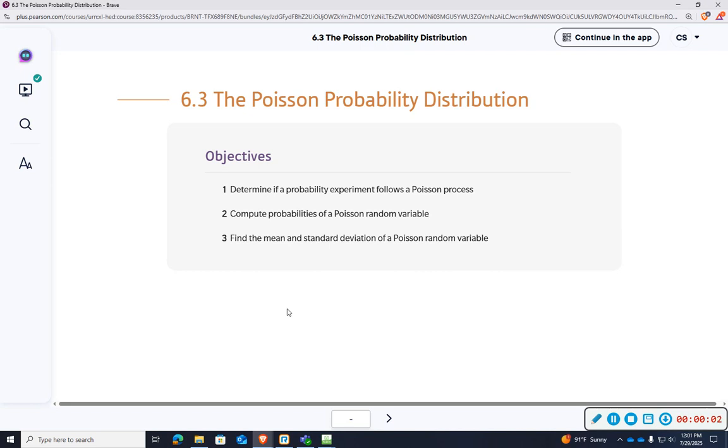Alright, today we're going to be looking at 6.3, Poisson probability distribution. We have three objectives. One, determine if the experiment is a Poisson process. Two, we're going to compute the probabilities of a Poisson process. And three, find the mean and standard deviation of a Poisson random variable.